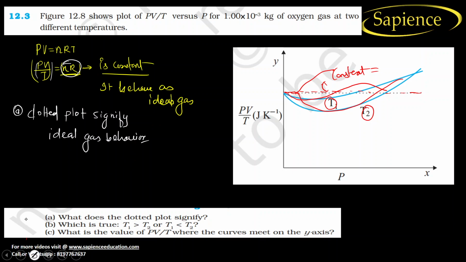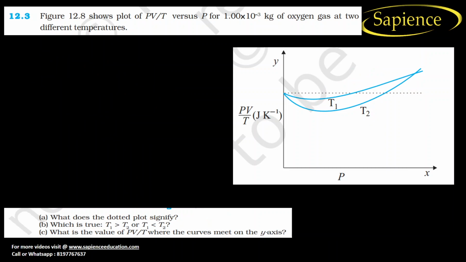So let us go for the next question. The next question is: which is true, T1 is greater than T2 or T1 is less than T2? Now tell me logically.